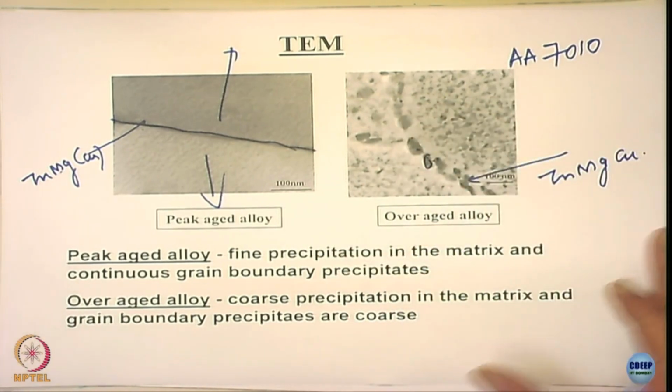And peak aged alloys, so in any case we do not use peak aged alloys for actual application, because peak aged alloys are more prone to stress corrosion cracking.